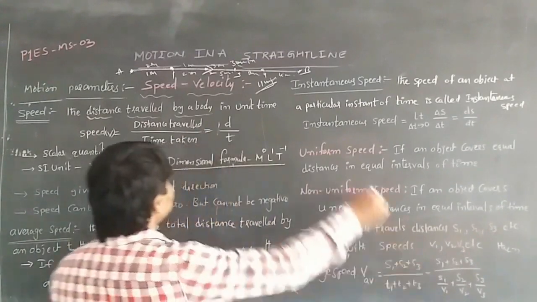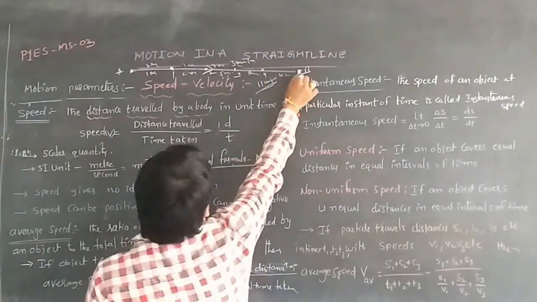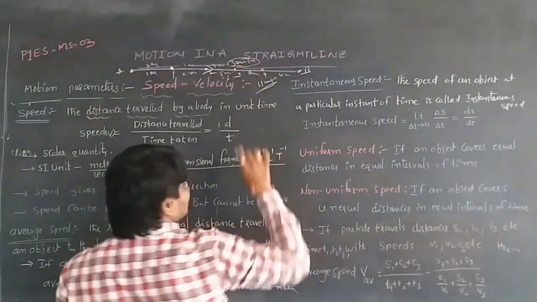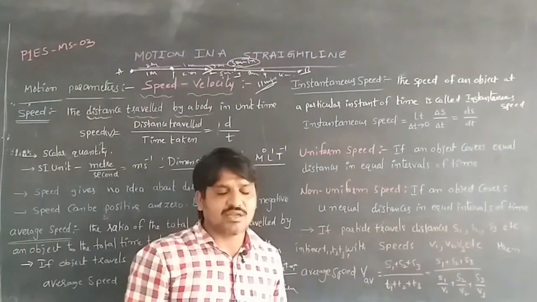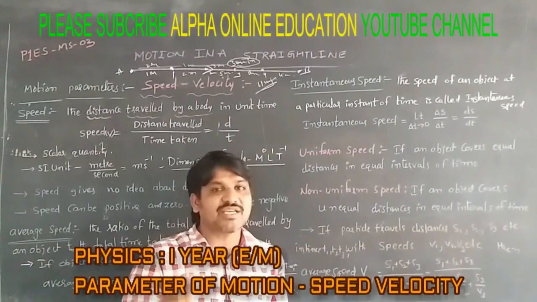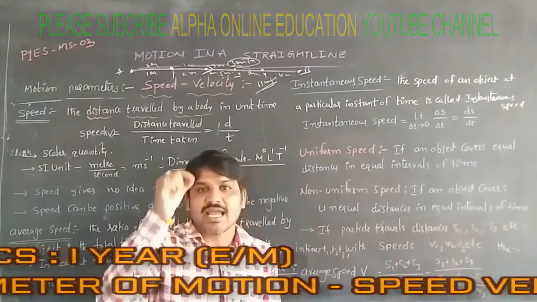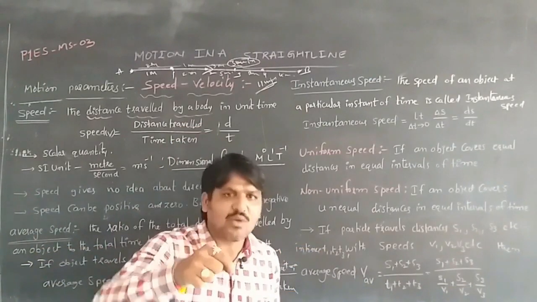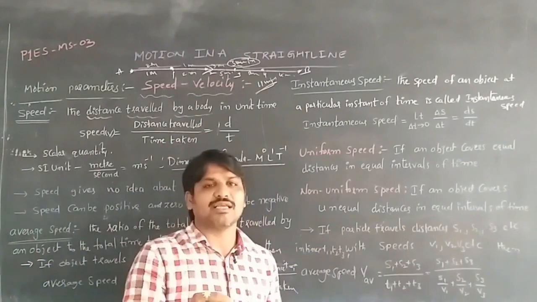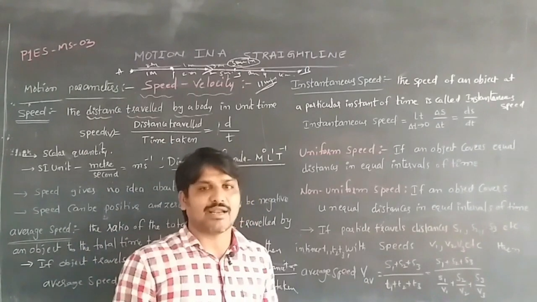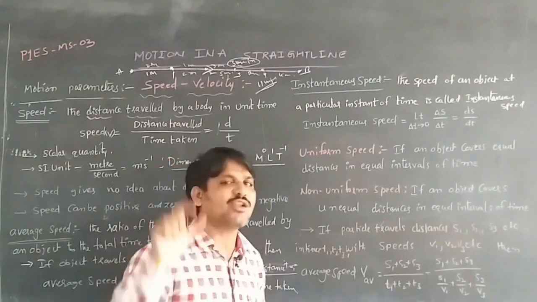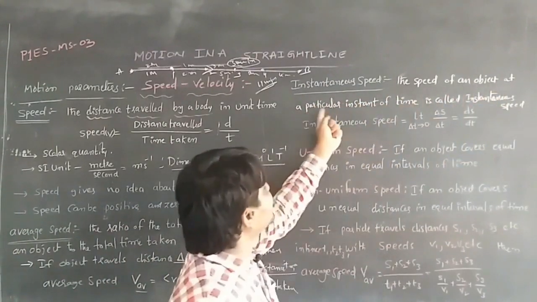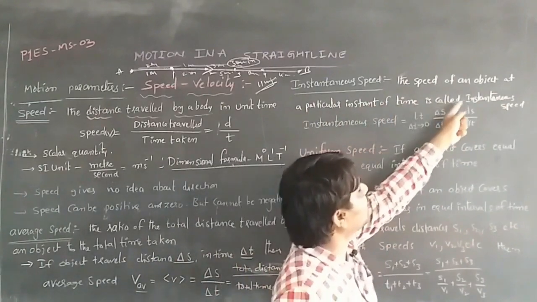Body travelling from A to B, if we consider the total time taken as 30 minutes, then we want to know the instantaneous speed of the object at a particular instant of time, at 11 minutes. At 11 minutes, what is the speed of the body? The speed which the object has at that time is the instantaneous speed. That is, the speed of an object at a particular instant of time is called instantaneous speed.